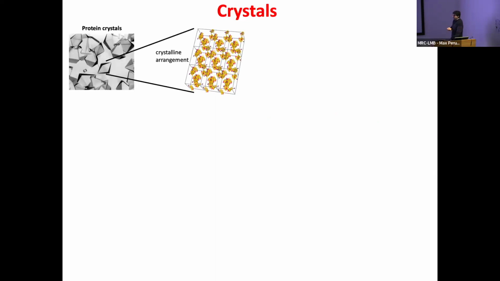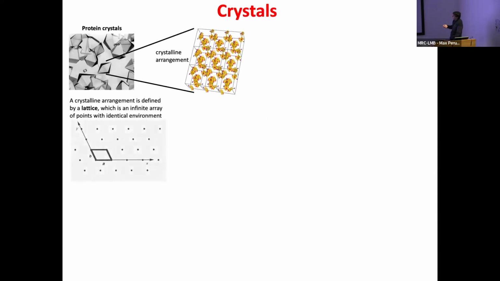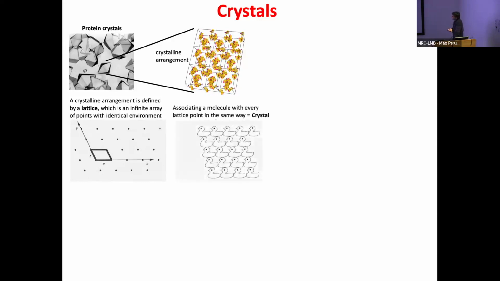We can describe it as a crystalline arrangement. If you look inside, it's like a lattice of points, which is repeated infinitely in three dimensions. And if you associate the molecule in the same orientation at each point of this lattice, that's when you create a crystal.